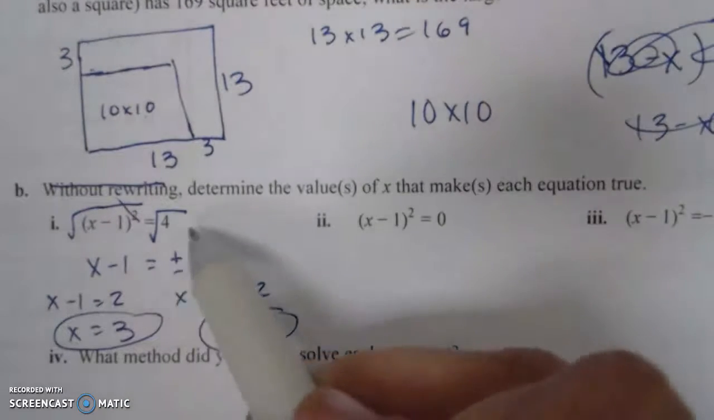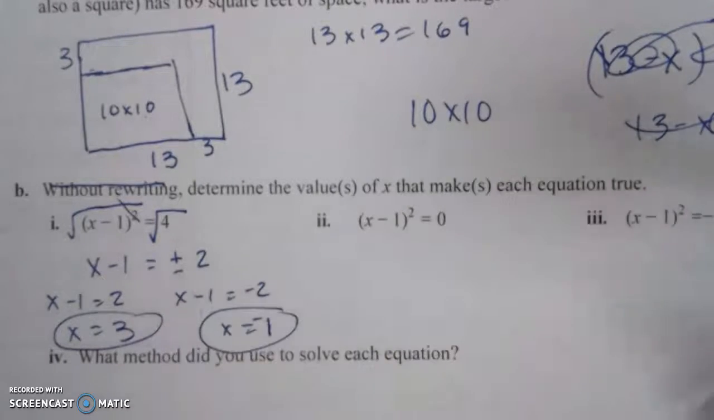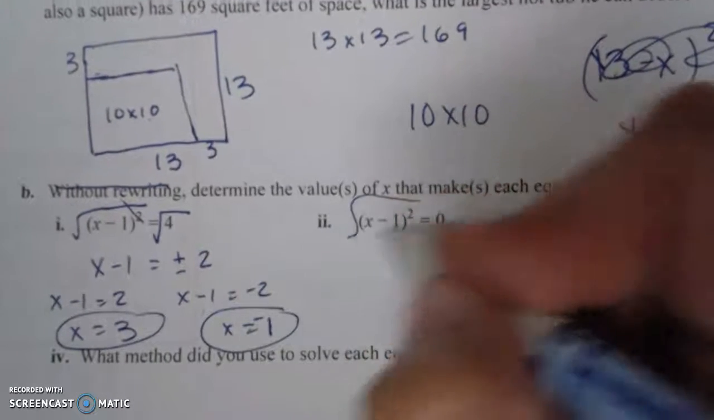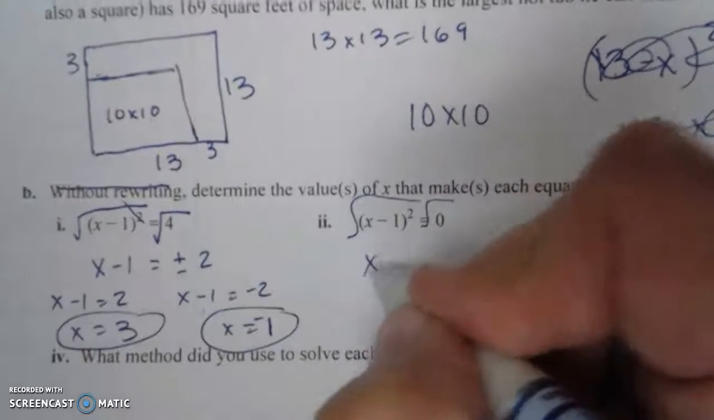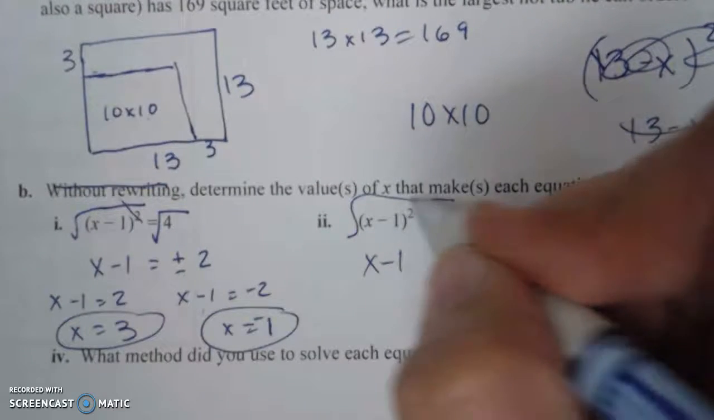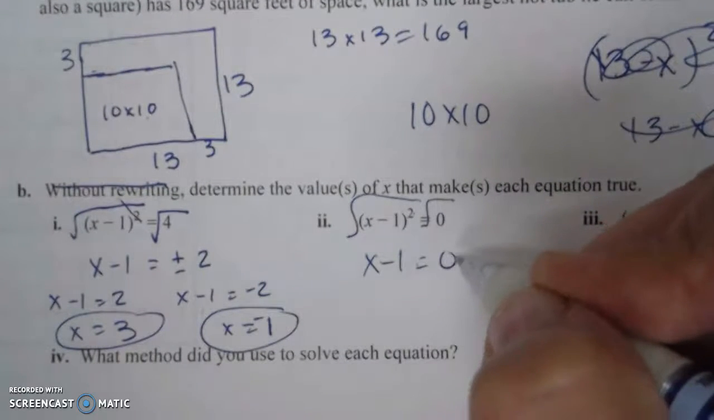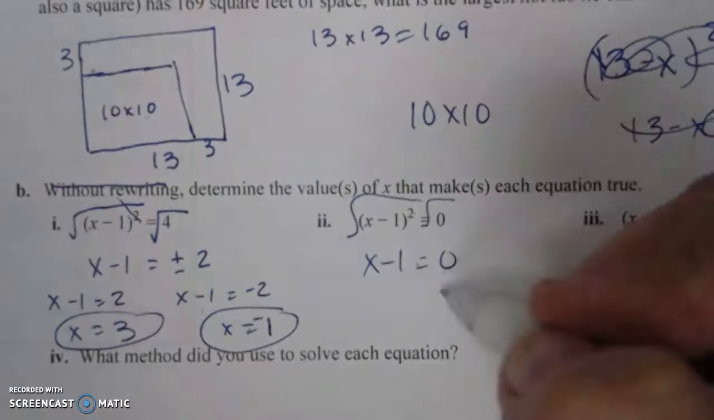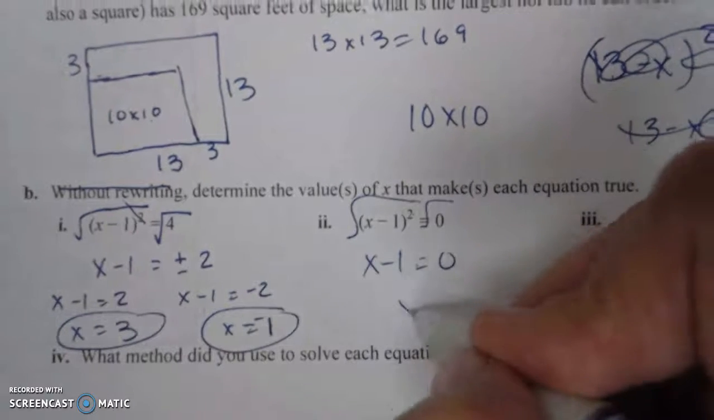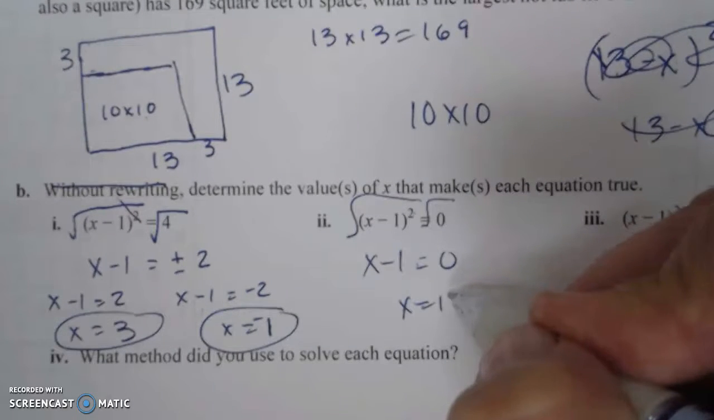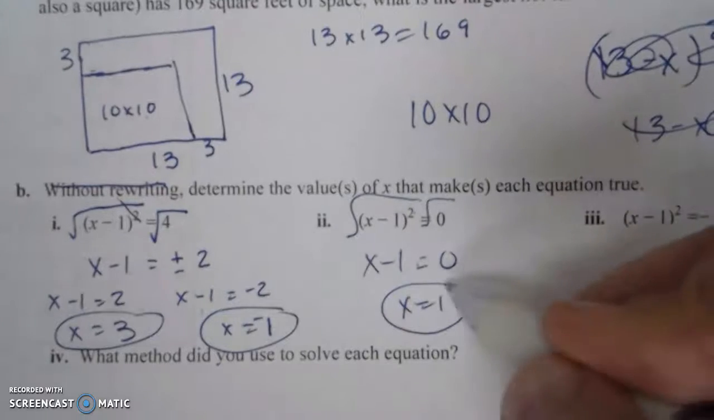Okay, so notice this problem has 2 answers. Let's look at this side. If I take the square root of both sides, I'm going to get x minus 1, because remember the square and the square root cancel, equals 0. Well, positive 0 and negative 0, that doesn't exist, so we just have one answer. If I add 1 to both sides, I get x equals 1. Okay, so this has one answer.